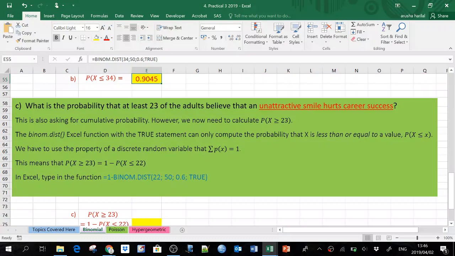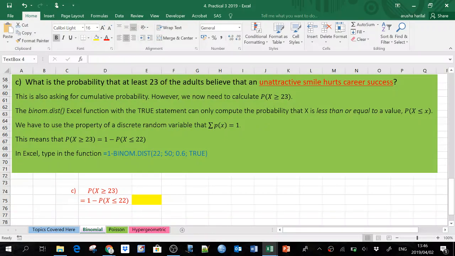So we're going to use the property of the discrete random variable where we know that the sum of all your probabilities must add up to 1. So what would the probability of x greater than or equal to 23 be? This is going to be 1 minus the probability of x less than or equal to 22. Remember, this is a discrete random variable. So again, how do we then find this out?